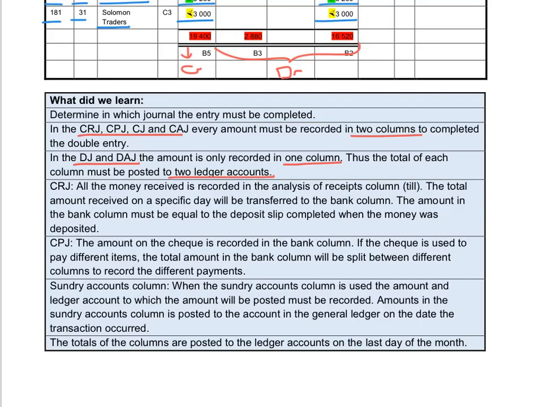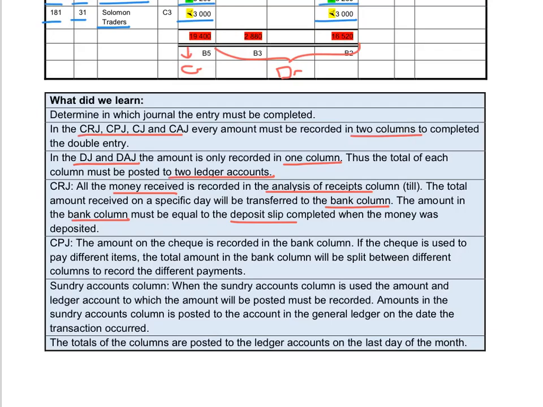In the cash receipts journal, all money received is recorded in the analysis of receipts column, that is like a till, and the total amount for all the money that we receive on a specific day will be transferred as one amount to the bank account. The amount in the bank column must then equal the deposit slip that was completed when the money was deposited.